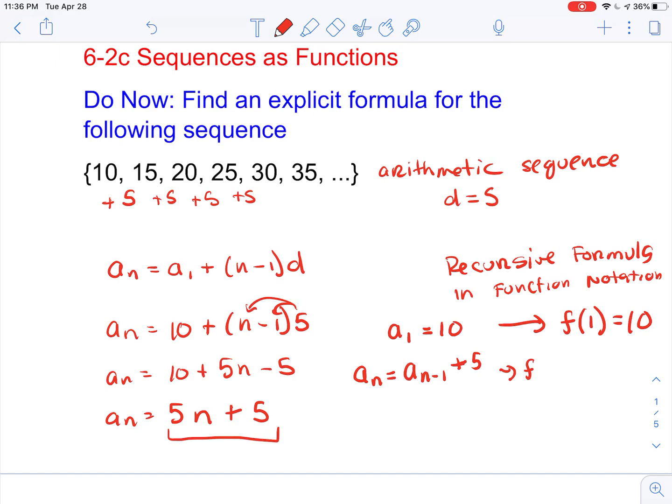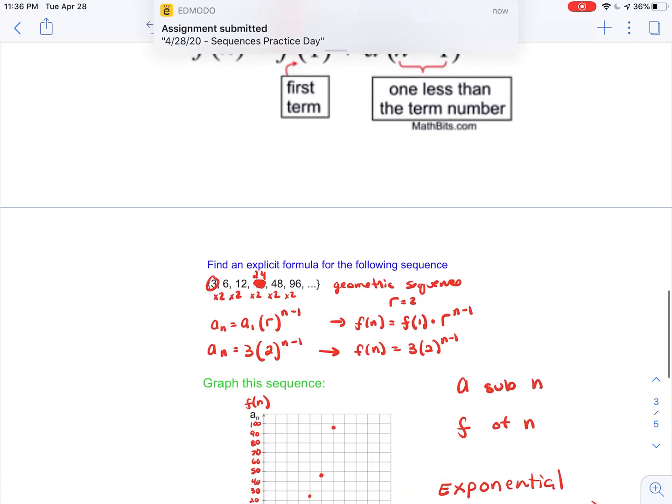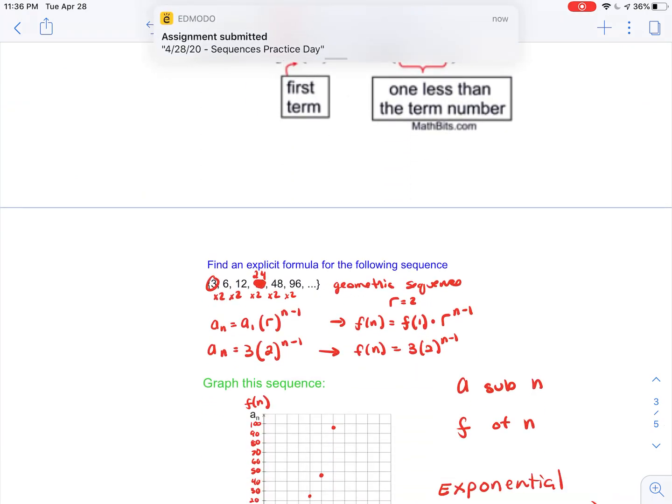Well, we take anything with an a and a subscript and turn that into function notation. So if it's a sub n, it would be f of n. If it's a sub n minus 1, it would be f of n minus 1, plus 5. Okay, so recursive formulas can be rewritten in function notation.